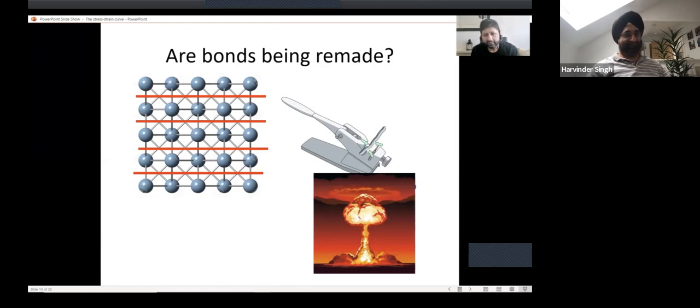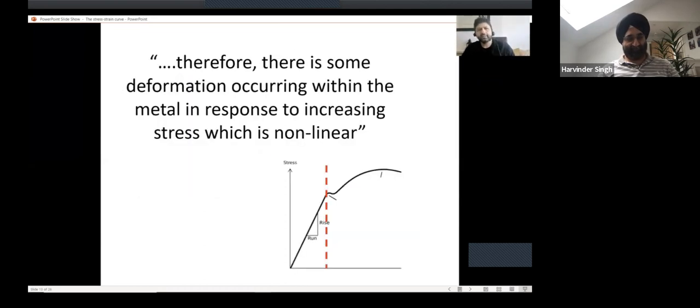And I mean, that's one thing you never see in the movies, where there's Godzilla or some other external threat to the planet, and someone's gone to an orthopedic surgeon and asked them to bend a plate. So there has to be another mechanism for what's occurring. There has to be something that explains why we're having deformation within the metal in response to this increasing stress, and it's non-linear. So what mechanism can explain this behavior of the graph?